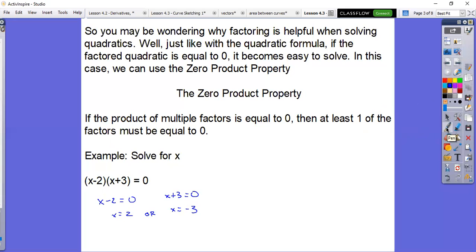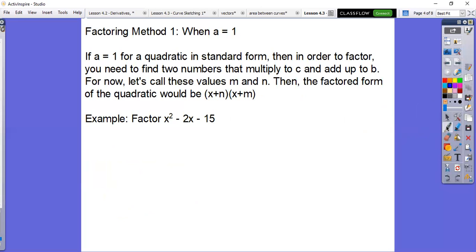All right, so now that I know what factored form is and why it's helpful for solving quadratics, the question becomes, how do I put something into factored form? The first method that we're going to look at here is when a is equal to 1. If we're looking at a quadratic in standard form, ax squared plus bx plus c, the first method is when a is equal to 1, so when this just says x squared.